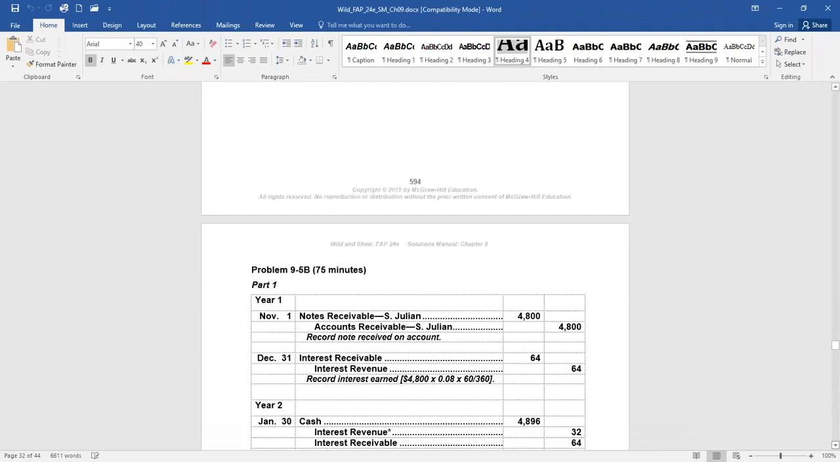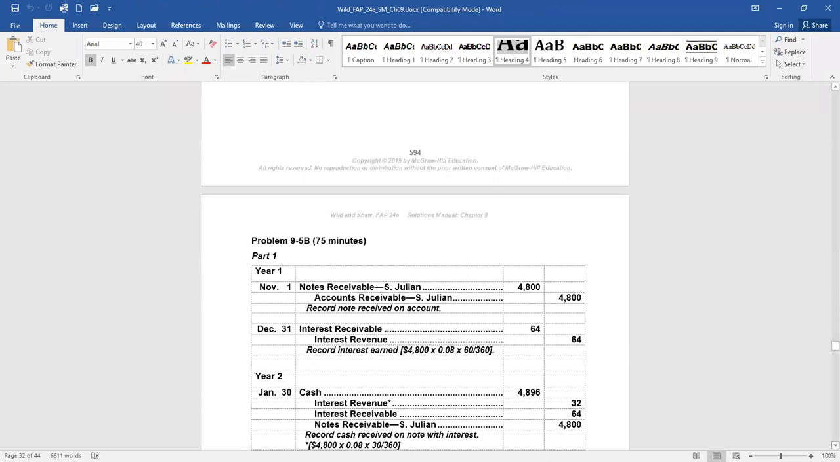What happens in year two? Okay, there's Julian paying off his note. So we received Julian's payment for principal and interest on the note dated November 1st. This is a 90-day note, so the total amount of interest on this note would be $4,800 times 8%. Remember, that's an annual interest rate. 30 days occurs in the new year, so 30 over 360.